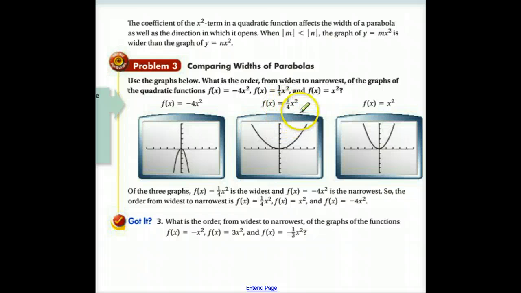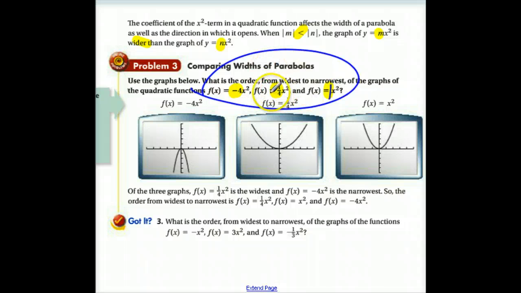The coefficient of the x squared term in the quadratic function affects the width. Notice this one's pretty skinny, this one's very wide, and this one's in between. So when we have a function, the coefficient of the x squared term affects that width. If we had two, mx squared and nx squared, if m is less than n, the graph will be wider. So if we were comparing these three quadratic functions, -4, 1/4, and 1 are our coefficients. The smaller the coefficient, the wider.